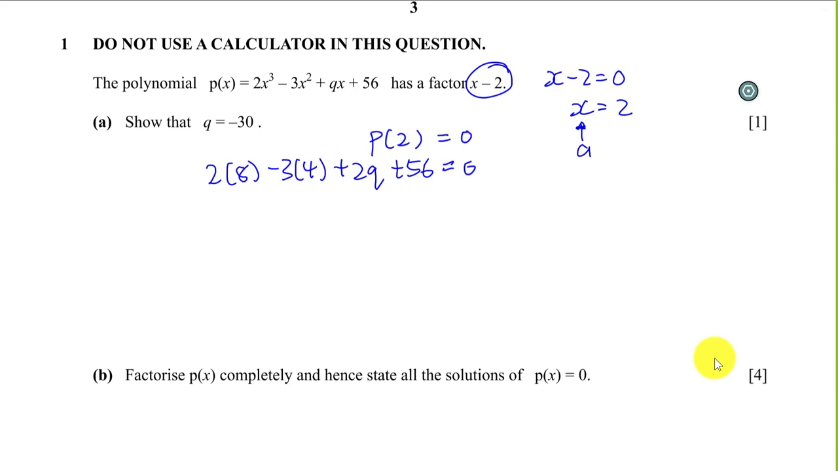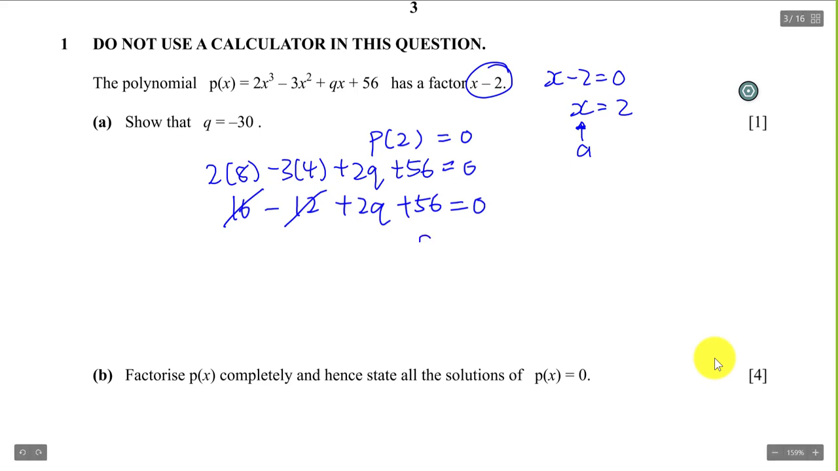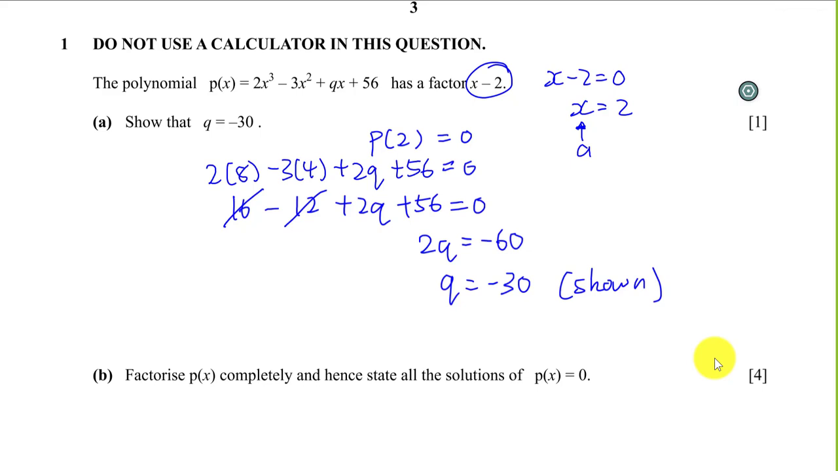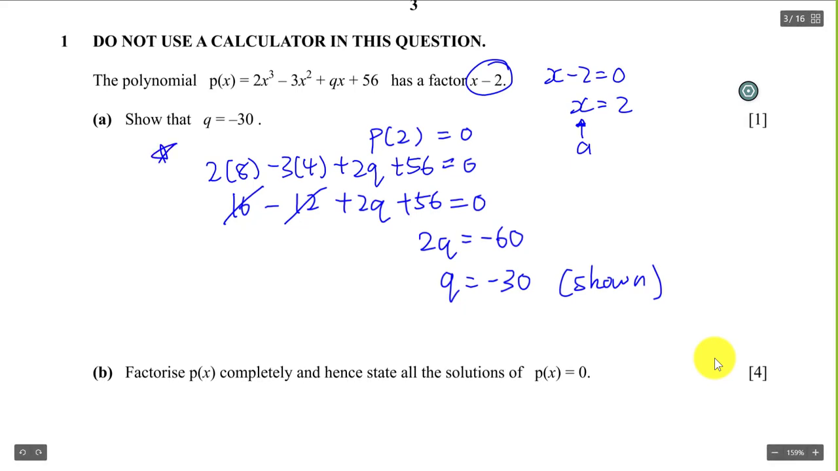Alright, then I will solve this. This is 16 minus 12 plus 2q plus 56 equals 0. Here I will have 4, plus 56 will be 60. So 2q equals negative 60, q equals negative 30. Then I will say, sure. This is one of the ways you can show. Another way you can show is maybe you sub the negative 30 into the q, and then you will get 0. But I prefer this method because I find this one is easier.